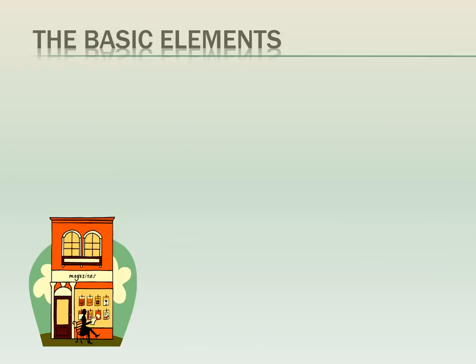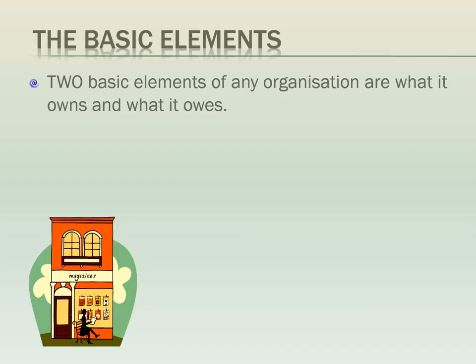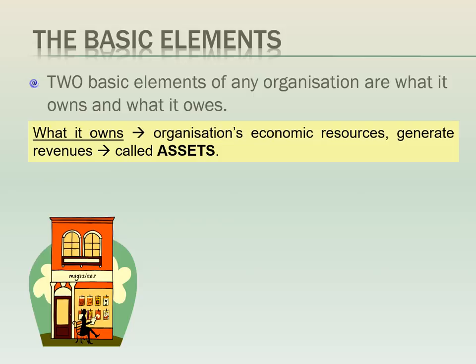It goes to the basic elements in accounting. Basically, there are two elements in the organization or the business, that is what it owns and what it owes. What it owns means the economic resources that we have in order to generate revenue. Normally we call them assets. In Malay we also call it asset. So anything that we own, we call assets.